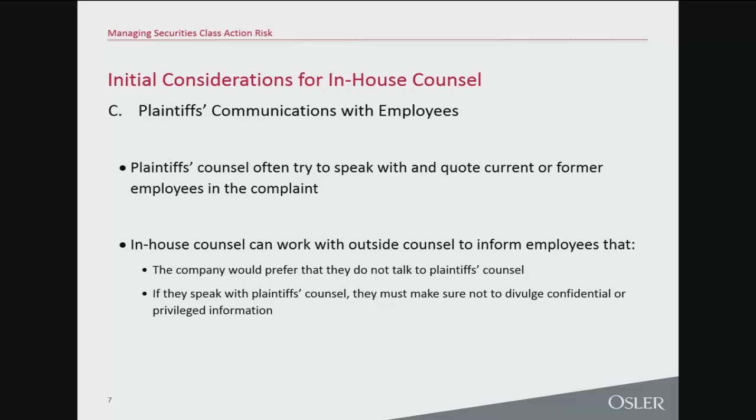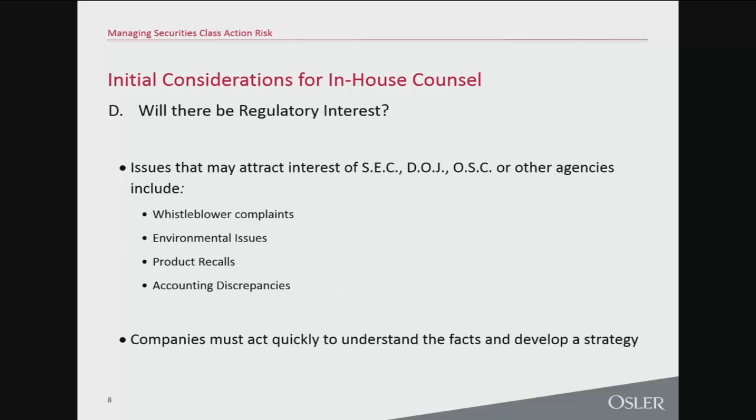And with that, I'm going to turn it over to Matt to discuss something that often occurs in the case of securities class actions, or in conjunction with securities class actions, which is parallel regulatory investigations. Thanks, Alan. I think both S&C and Osler have had the pleasure of working on securities class actions where there is no parallel regulatory investigation and the displeasure of working on them when there is. And that's something that needs to be determined really at the outset of the litigation.